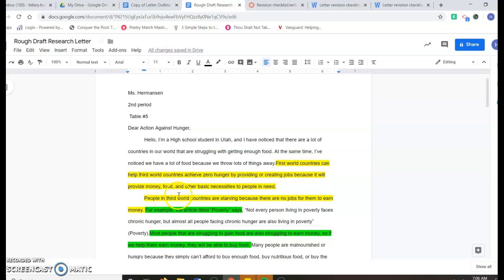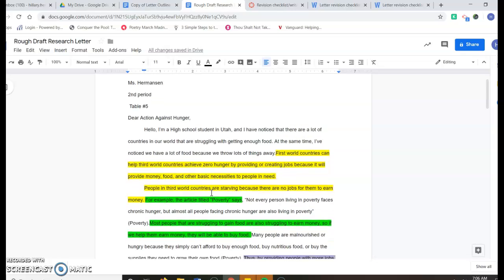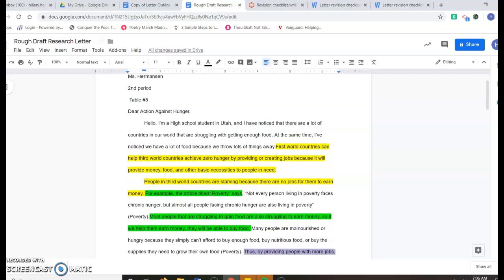Good. People in third world countries are starving because there are no jobs for them to earn money. For example, the article titled Poverty says, not every person living in poverty faces chronic hunger, but almost all people facing chronic hunger are also living in poverty. So I don't actually need that because I already said it's from the article Poverty.